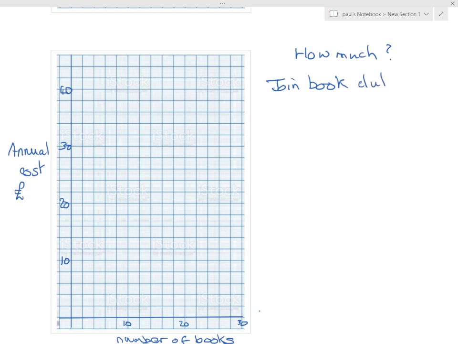And with the book club you can take out for the price of £10, so £10 a year. Yeah, and for this you can take out 16 books. So for £10 a year you get 16 books. But then after that the price increases.